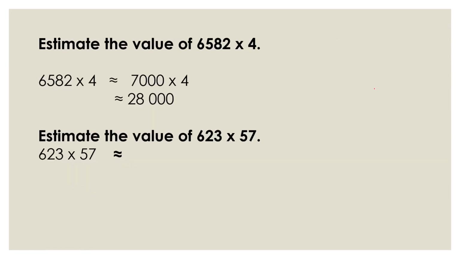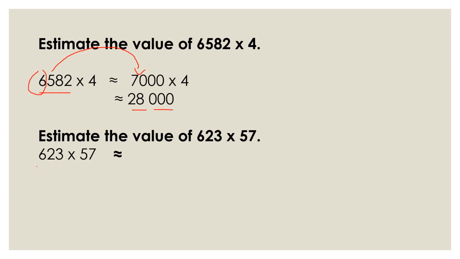Let's move on to this question. Estimate the value of 6,582 times 4. So 6,582 to the nearest 1,000 is 7,000, times 4. So that equals 28,000. Next, estimate the value of 623 times 57.